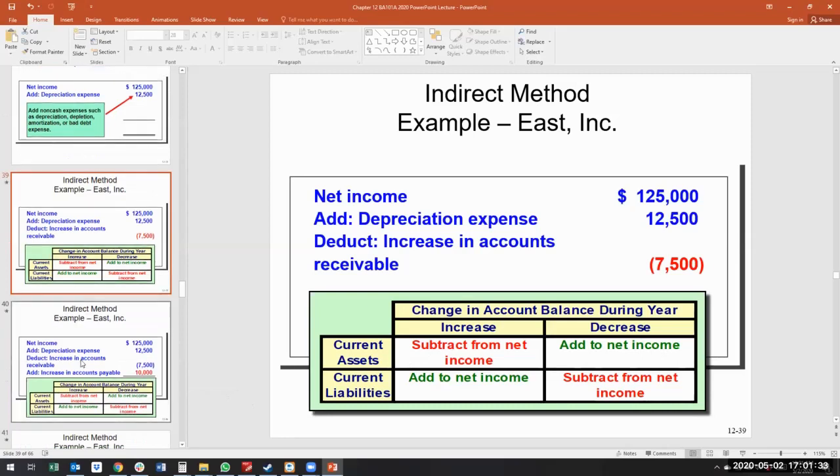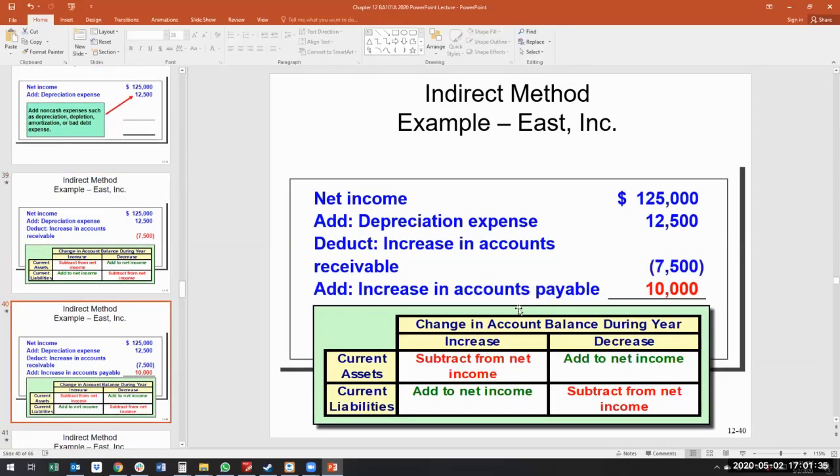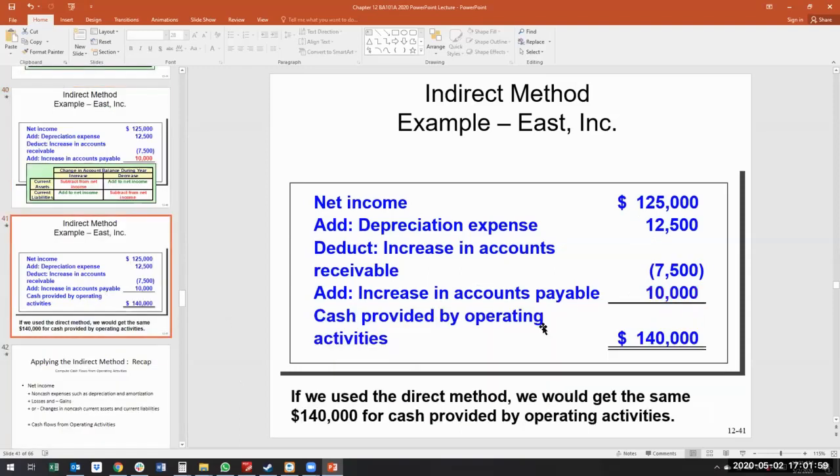And the last piece is the increase in accounts payable. If we increased our accounts payable, we're going to add that to our cash flows because we have expense. That expense lowered our net income, but we didn't actually pay cash for it. So we're going to increase it back up because it's a debit to expense, credit to accounts payable. There's no cash related to this, even though it decreased our net income. So we're going to add that back. And so our ending operating activities, cash provided by operating activities, is $140,000.